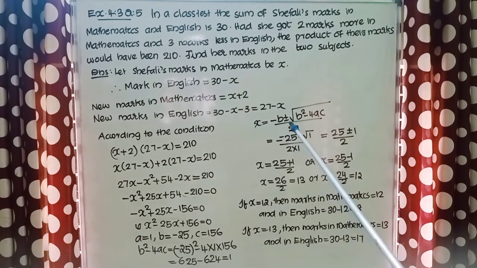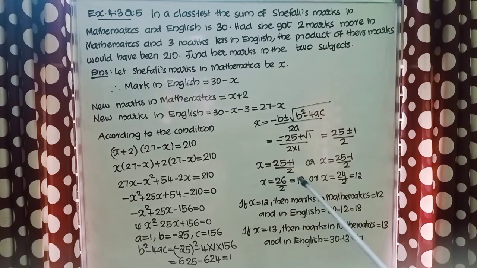x = (−b ± √(b² − 4ac)) / 2a. That is equal to (25 ± √1) / (2 × 1), that is equal to (25 ± 1) / 2. Splitting, we get x = (25 + 1)/2 or x = (25 − 1)/2. That is x = 26/2, that is equal to 13, or x = 24/2, that is equal to 12.